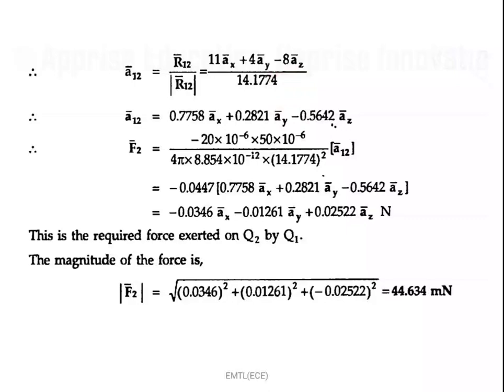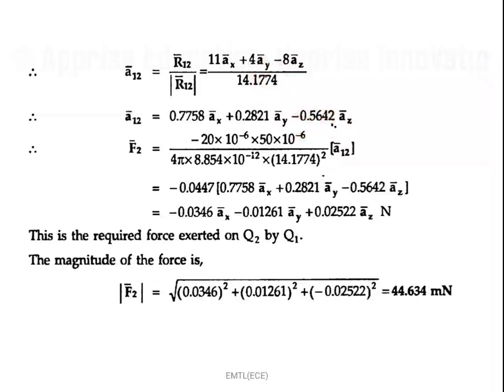By dividing each coefficient of ax bar, ay bar, az bar by 14.1774, that is 11 by 14.1774 value is equal to 0.7758 ax bar plus 4 by 14.1774 value is equal to 0.2821 ay bar minus 8 by 14.1774 value is equal to 0.5642 az bar.